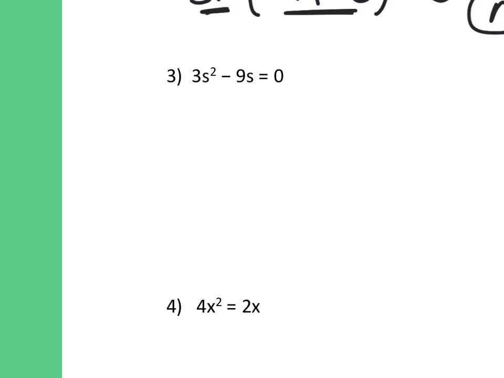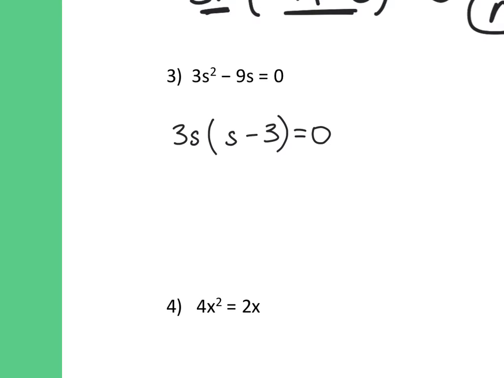All right, number 3. Start with the coefficients, 3 and 9. What do they both have? 3. S squared and S. S. That's my GCF. 3 divided by 3 is 1. And S squared divided by S? S. So we just have a 1S. Negative 9 divided by 3. Negative 3. Yep, minus 3. S divided by S just cancel, right? Yeah, cut that out.